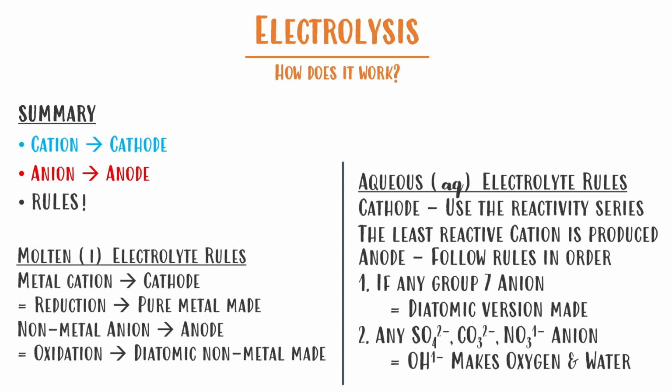And those all-important rules, the molten rules and the aqueous rules, you have to first identify which of the two electrolytes you have. And you will always know this because you'll be told in the question, or they'll give you the state symbols. As long as you follow the rules, the rest clicks into place.